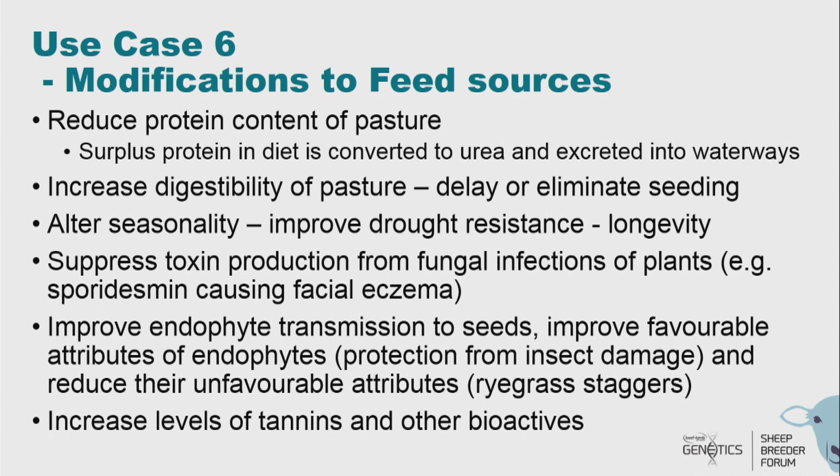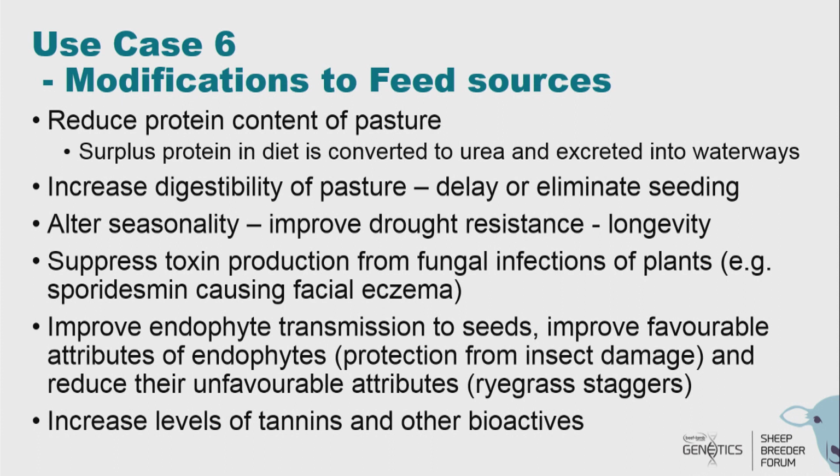And there are many others: increasing the digestibility, altering seasonality, suppressing toxin production. So in maize, they have discovered that there are genes in maize that control the toxicity of fungal infections of the maize. So we could perhaps gene edit ryegrass so that Pithomyces produces less sporodesmin. We know that there are strains of Pithomyces in other parts of the world that don't produce facial eczema.